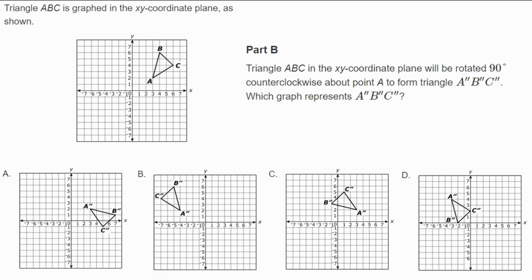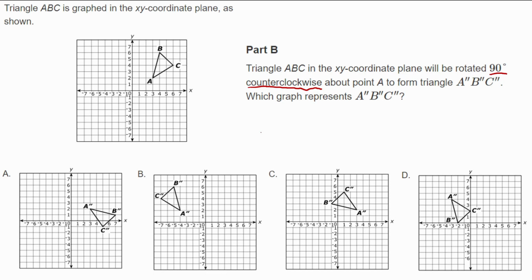Moving on to part B of this problem. Now we're doing something a little different. It says triangle ABC on the XY coordinate plane is now rotated. Here's our rotation, 90 degrees, counterclockwise, about point A, to form triangle A double prime, B double prime, C double prime. Which graph represents this?